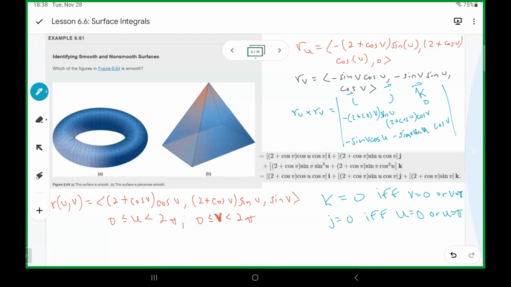Therefore, r sub u cross r sub v is not 0 for any of the choices of u, v in the parameter domain, and the parameterization is smooth.